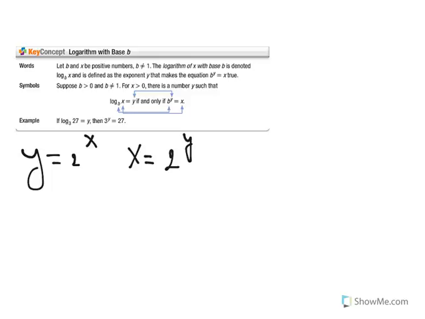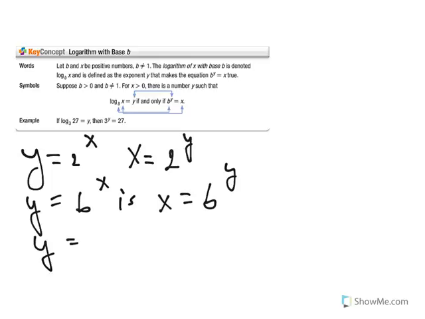In general, the inverse of y equals b to the x power is x equals b to the y power. In x equals b to the y power, y is called the logarithm of x. It is usually written as y equals log base b of x, and it is read y equals log base b of x. You have here the definition of logs.